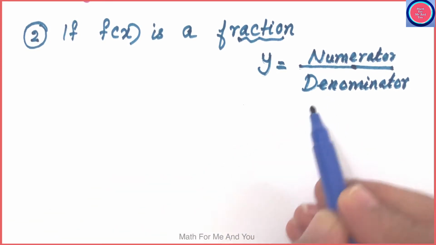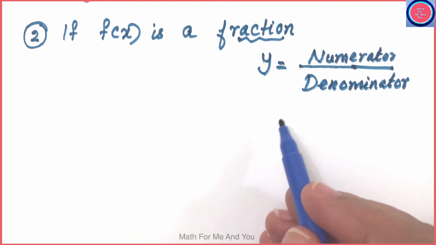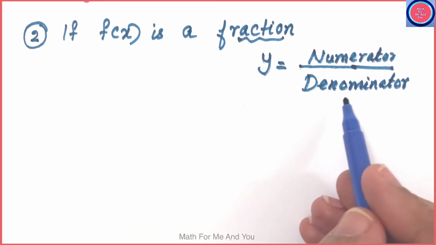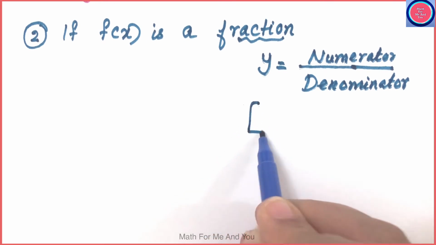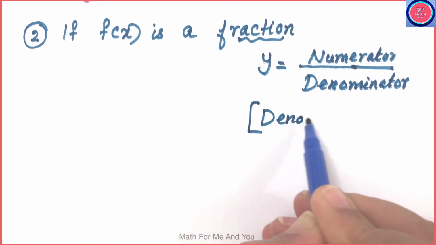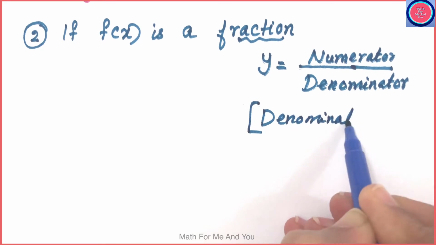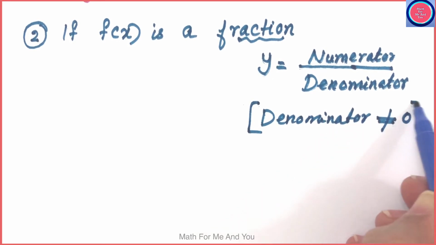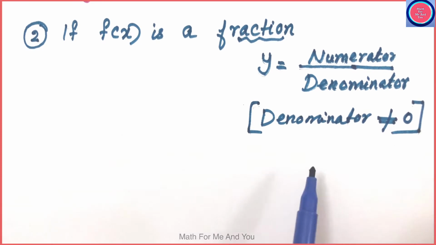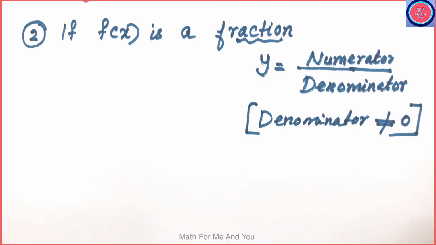We know that. So here the condition for a fraction we can take and make use of that to get the domain. So what is that condition? For a fraction, the denominator is not equal to 0. We can write denominator not equal to 0. So please note that if we want to find the domain of a function which is in the form of a fraction, we use the condition denominator not equal to 0.